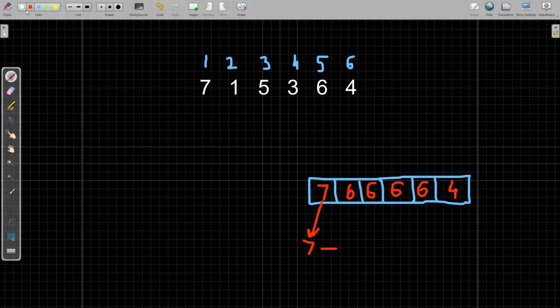minus this 7. Let me change the color. This 7 equals 0, right? So there's no profit. So let's ignore this one. Let's move on. If I buy at 1, what is the maximum price in this sub-array?